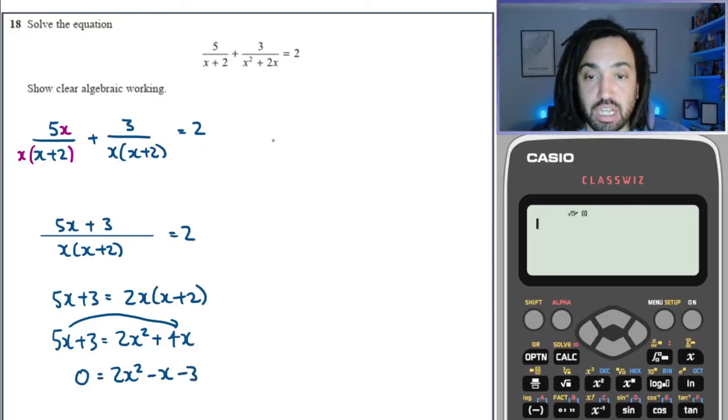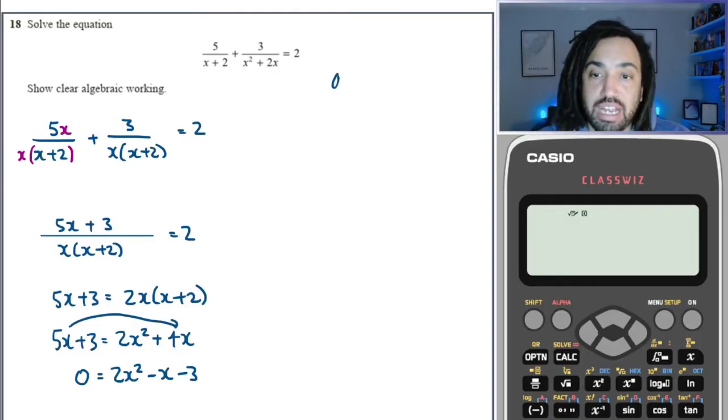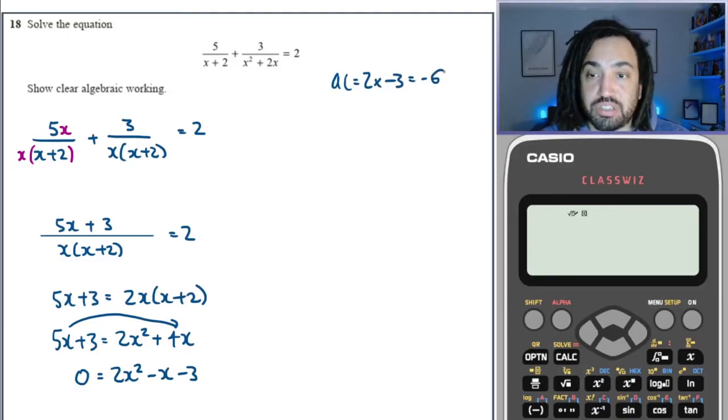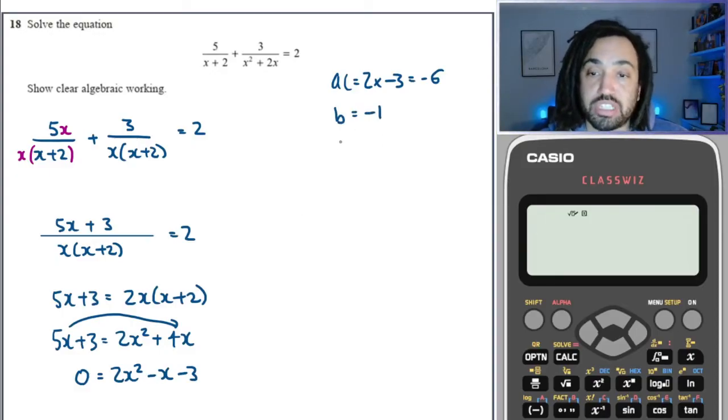Okay, great. So now I'm going to do the way that I factorise quadratics, where the x squared term is not 1. I write AC is equal to the a term, which is 2, times by the c term, which is minus 3, which gives us minus 6. And the b term we write down is just minus 1, because there's a minus 1x here. So now what I'm doing is I'm looking for two numbers that times together to make minus 6 and add to make minus 1. And those two numbers are minus 3 and 2.